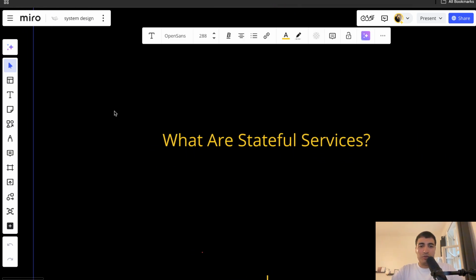Let's start talking about what stateful services are. Stateful services are services that maintain state between different requests from the same client. The server remembers some information, such as user session, which makes it necessary to keep track of client-specific data. A common example of a stateful service is a chat application. When you open a chat app, the server needs to remember your active sessions, who you are talking to, and the messages that have been exchanged. This kind of state maintenance is critical for a smooth user experience.